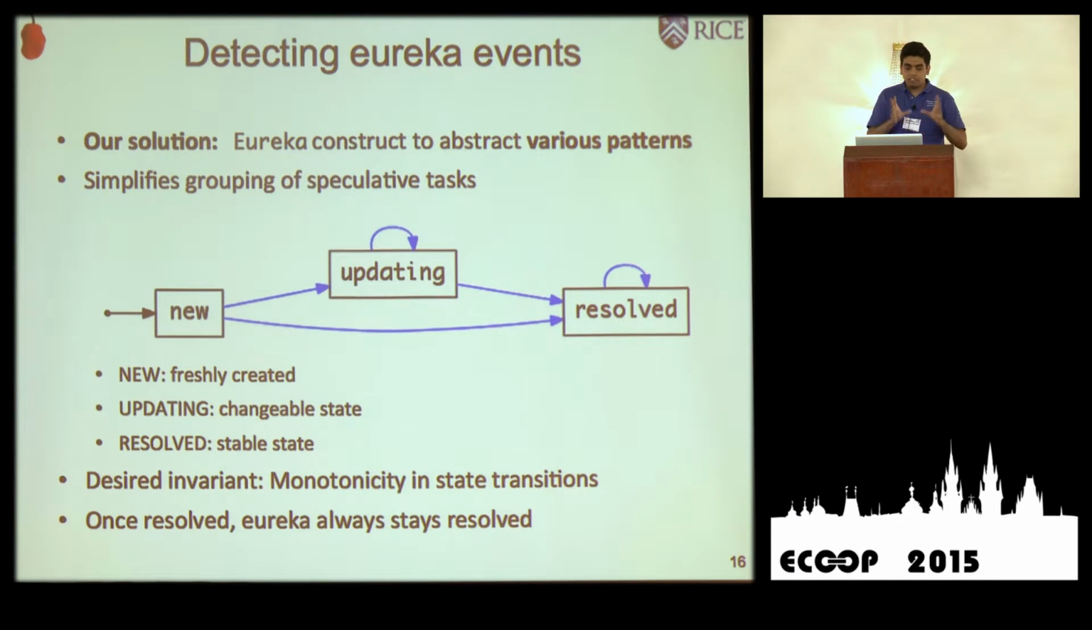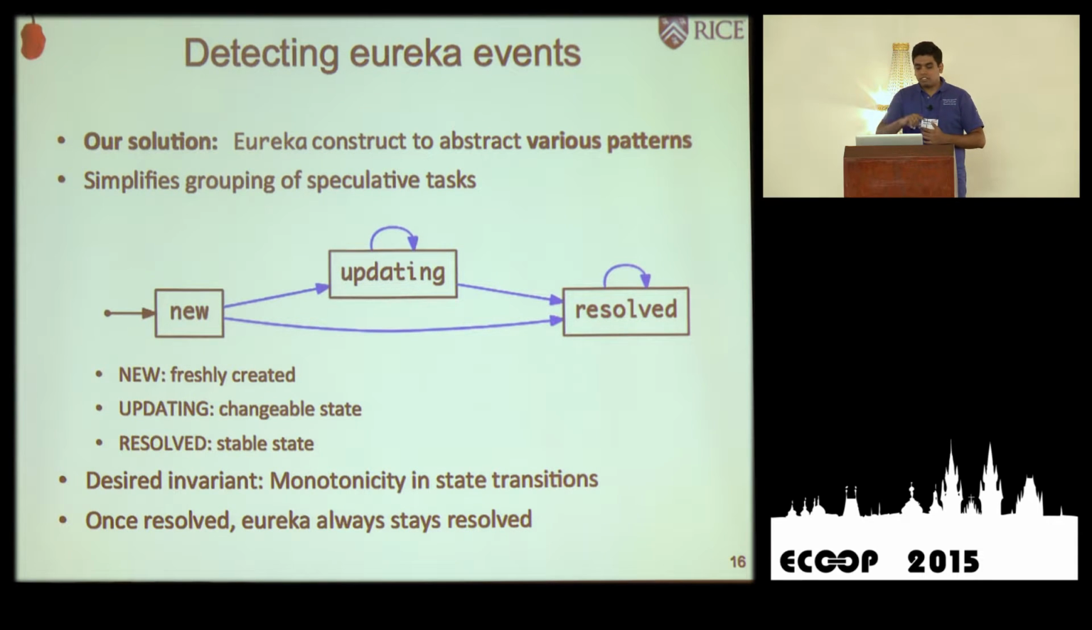And what we've come up with is a Eureka construct that has a simple life cycle. It starts in a new state, which means it's uninitialized. And then it can transition to an updating state, where it has a temporary value. And finally, it can transition to a resolved state. When it's resolved, it's done. So you're never going to update the value of the Eureka further after the resolved state.